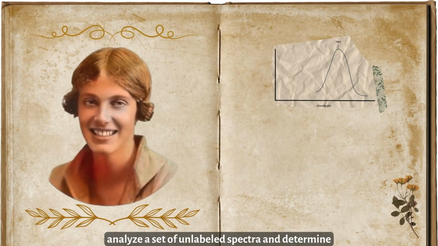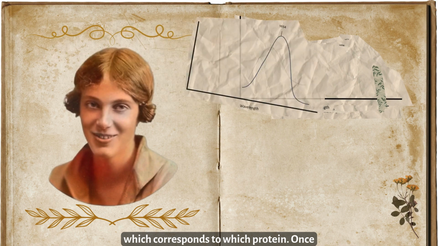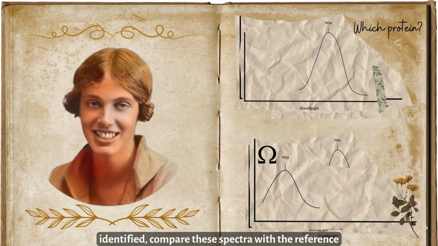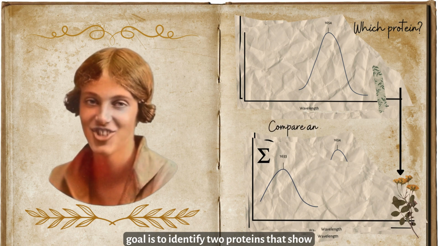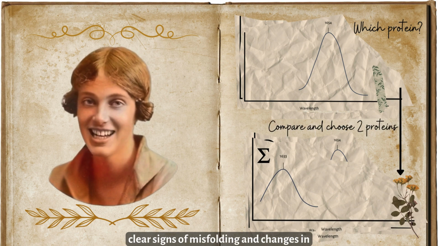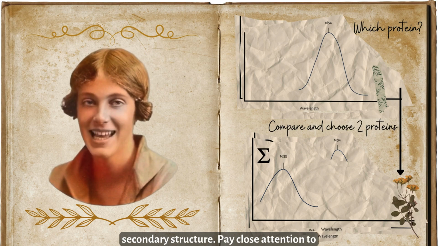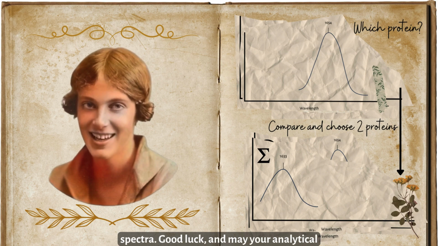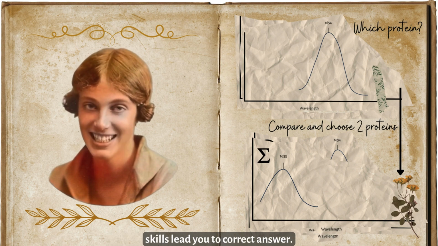Your task is to analyze a set of unlabeled spectra and determine which corresponds to which protein. Once identified, compare these spectra with the reference spectrum of a misfolded protein. Your goal is to identify two proteins that show clear signs of misfolding and changes in secondary structure. Pay close attention to shifts in secondary structure signals between the spectra. Good luck, and may your analytical skills lead you to the correct answer.